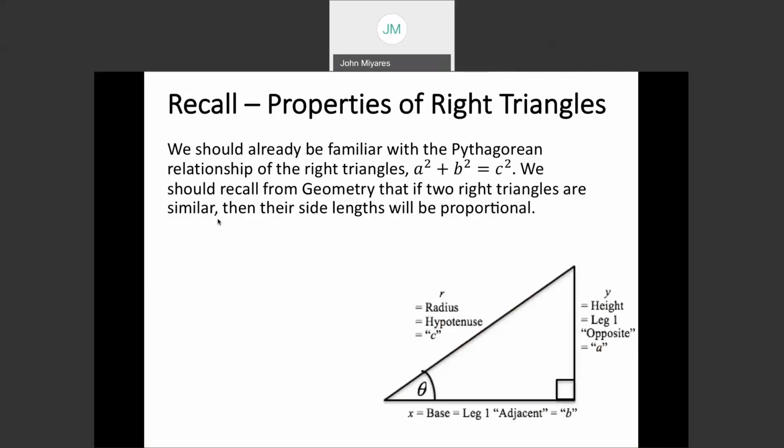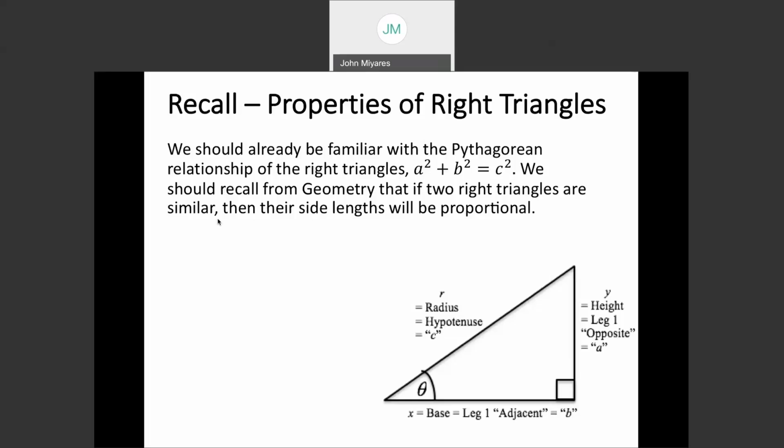We should already be familiar with the Pythagorean relationship in right triangles, that being that the sum of the squares of the lengths of the legs of any right triangle will equal the square of the length of the hypotenuse, which more simply put is written as a squared plus b squared equals c squared, where a and b are the measures of the two legs of a right triangle and c is the length of the hypotenuse.